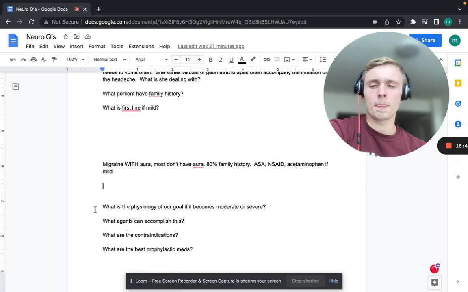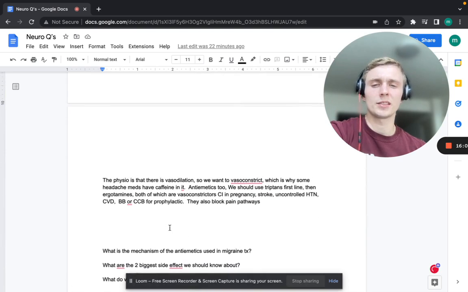Next question. What is the physiology of our goal if it becomes moderate to severe? So what is the physiology of our goal? What agents can accomplish this? What are the contraindications? And what are the best prophylactic meds? So what's the physiology? What agents can we use? What are the contraindications? And what are the best prophylactic meds?